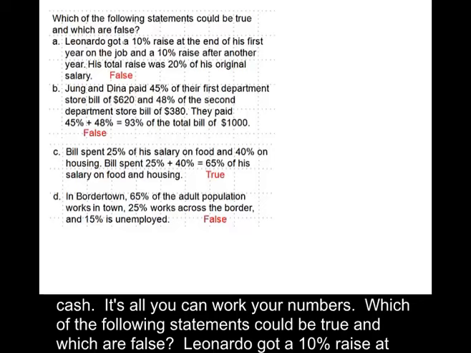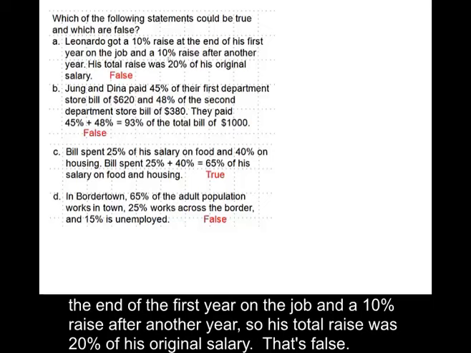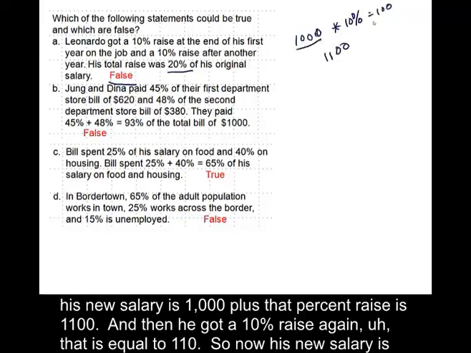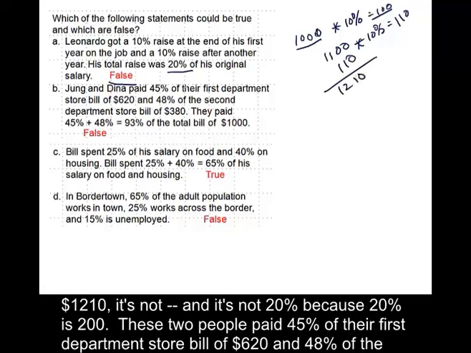Which of the following statements could be true and which are false? Leonardo got a 10% raise at the end of the first year on the job and a 10% raise after another year, so his total raise was 20% of his original salary. That's false, because if his original salary was $1,000 and he got a 10% raise, that's $100, so his new salary is $1,100. Then he got a 10% raise again, which is equal to $110. So now his new salary is $1,210. That's not 20%, because 20% would be $200.